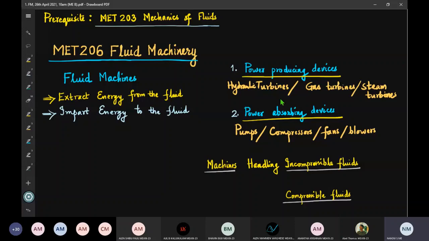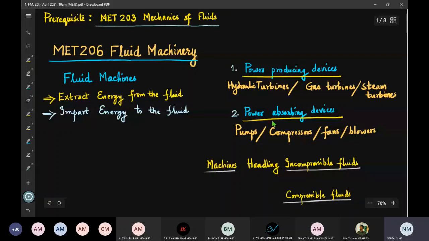Turbines can be hydraulic turbines, gas turbines and steam turbines. Hydraulic turbines, as the word implies, are related to water, so they are turbines energized by water. If the turbine is energized by gas or steam, that is another category, gas turbines and steam turbines, which handle compressible fluid. Gas or air is compressible. Water is incompressible. So please keep this in mind.